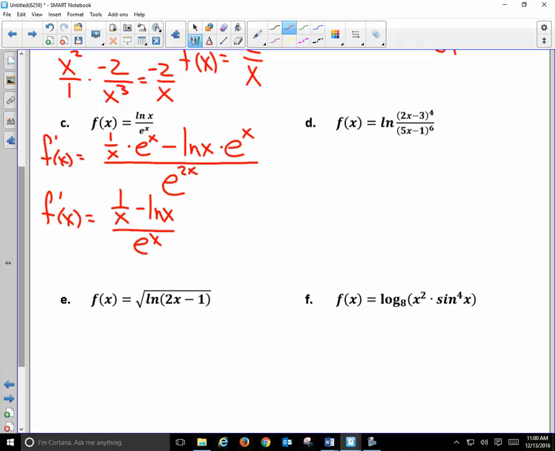Can I leave my answer like that? Why? Fraction within a fraction. Thank you, Adam. You've redeemed yourself. And now we have a complex fraction. Okay? So I get 1 over x minus x natural log of x over e to the x. So I created a common denominator. And now I'll have x as a denominator. And if I multiply by the reciprocal, I get 1 minus x natural log of x over x e to the x.